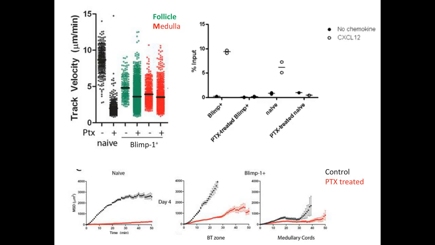We also asked whether they're responsive to chemokine signaling in vitro. We used a chemotaxis assay, which I won't go into the details of, but basically Blimp-1 positive cells do respond to the chemokine signal CXCL12 or SDF1, but if they're pretreated with pertussis toxin, they're no longer responsive, which indicates that although these cells can use chemokine signaling, they do not require it in the lymph node, which is a surprising finding and something you wouldn't have expected based on previous studies.